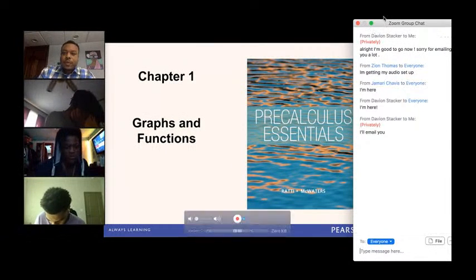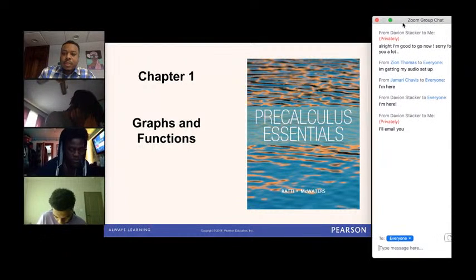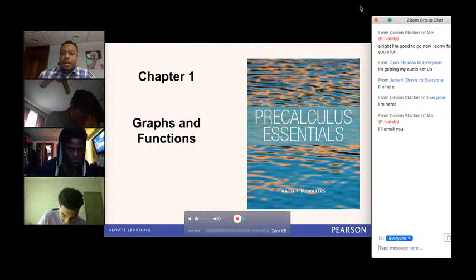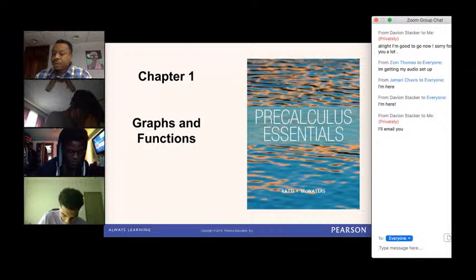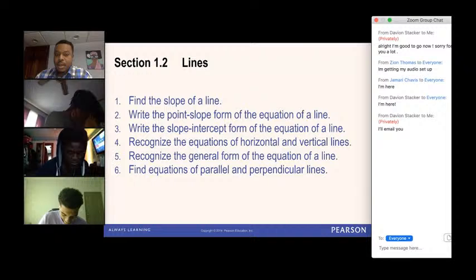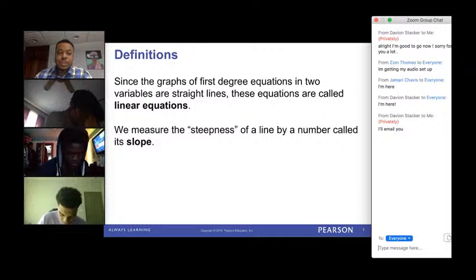Let's move this over to try to get just a little bit of space. That's a little bit better. Okay. So, I think last time we did section 1.1. So today we want to do the best we can to make it through section 1.2 with lines. These are the objectives. I'm going to let you read through these on your own just for the sake of time.